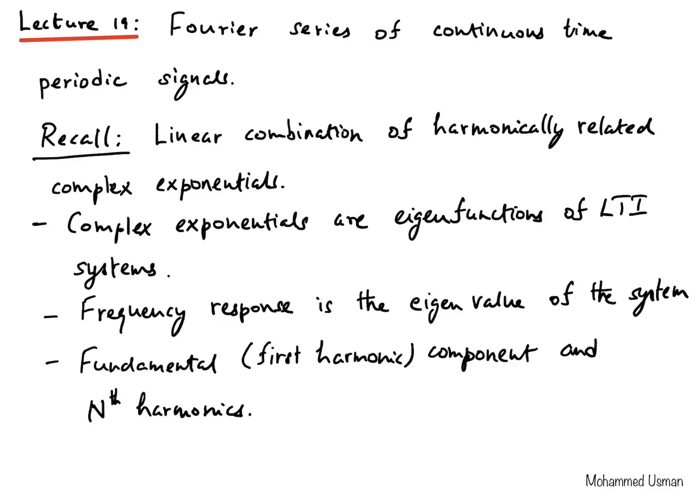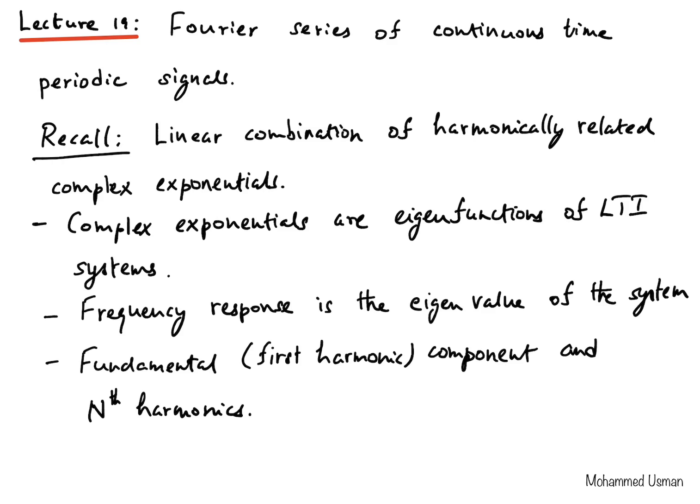In the last lecture, we discussed the representation of signals as a linear combination of complex exponentials, and we saw what the motivation for doing so is. We showed that complex exponential signals are eigenfunctions of LTI systems, in the sense that if a complex exponential signal is applied as input to an LTI system, then the output is also a complex exponential signal scaled by some factor, which is called the eigenvalue of that system, right?